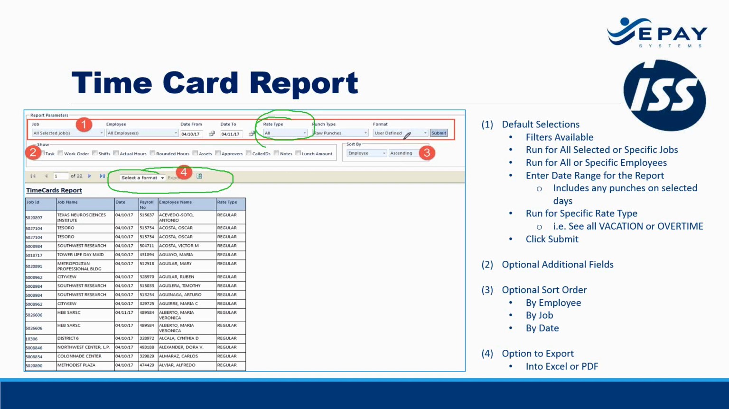Now, the third option up here says sort by. So you can actually have it sort a variety of different ways. Maybe I want it to sort by job, so you can see all my punches over here by job. Or I can see all my punches as it is right now by employee.